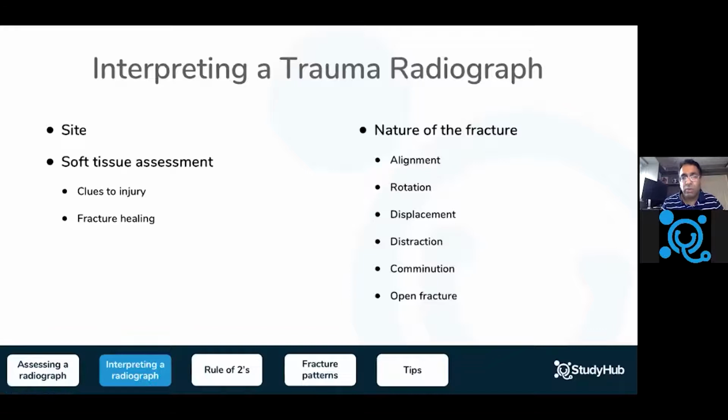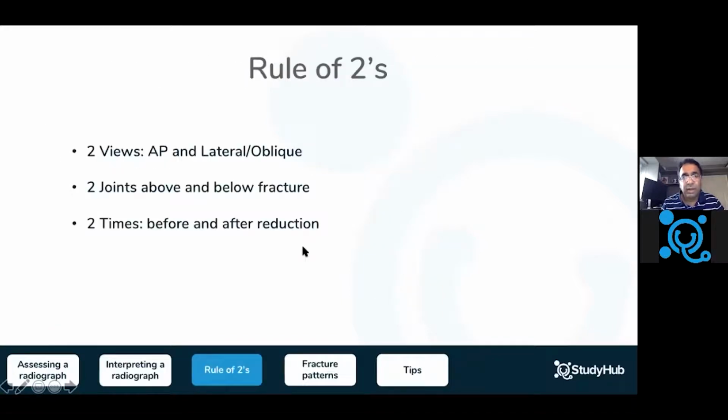Okay, so when you are doing radiographs, particularly for trauma, we have what is called a rule of twos. So you need to do two views. One view is generally an AP view, which is a standard view, and you need another supporting view, which could be 90 degrees to it. In this case, it could be a lateral, but not always, and sometimes it could be an oblique. You will see examples of that.